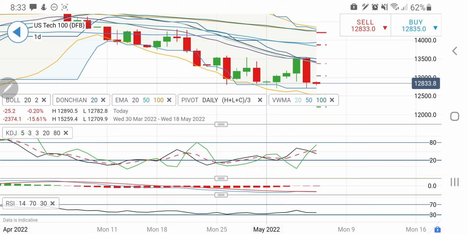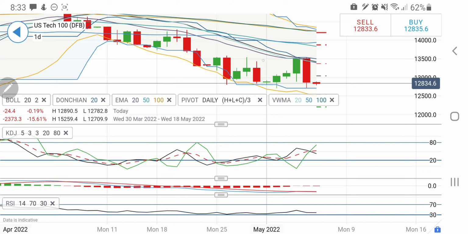On the flip side, 13,200 can be achieved, and from there also you can expect a drop. So those are the highs where you can try to enter a short, plus minus 100 points you can always keep. Beyond that, it will again try to go towards 13,500. Trade with caution, trade with stop loss.